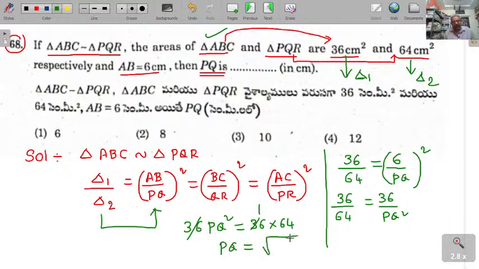Obviously PQ is equal to root of 64. You will be getting plus or minus 8. Being PQ is the length, it should always be considered in a positive manner. So you will be getting 8 centimeters as our answer. So the second option is the right option.